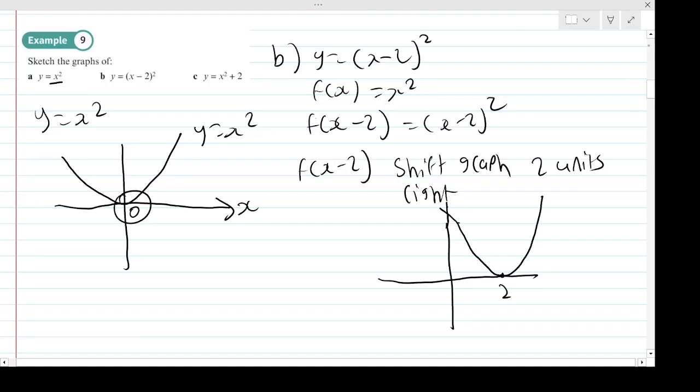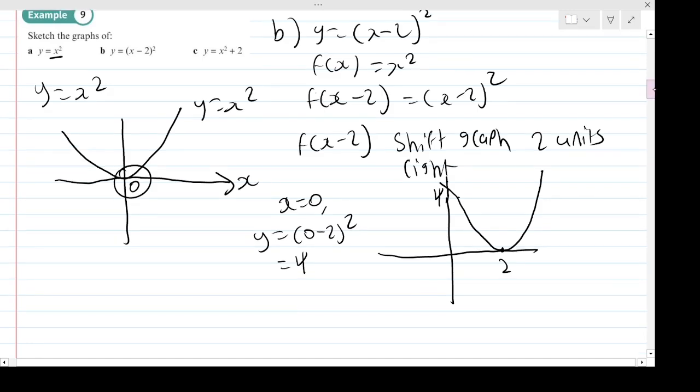So how do we then find the y-intercept? Well, the y-intercept again occurs when x is equal to 0, right? So then y is now x minus 2 squared. Plug that in, you get 0 minus 2 all squared. That would be positive 4, so that would be 4 there. Okay, the y-intercept. But yeah, cool. So that's just shifting the original graph by 2 to the right.